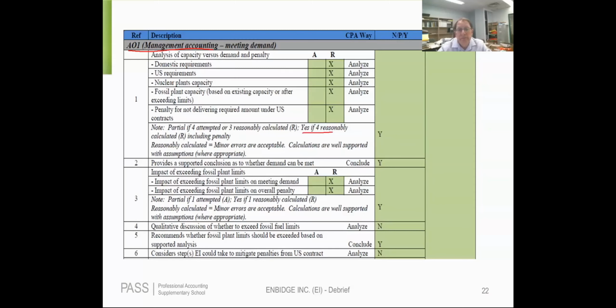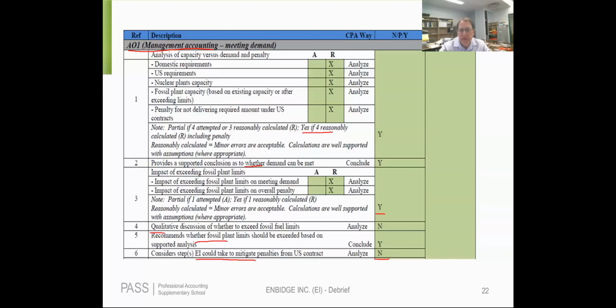What I showed you, yes. Did it have a conclusion? Absolutely. And then the impact of exceeding the limit. Okay, fine, we did that also. Yes. I didn't really have a qualitative discussion. That's a no. Yes, I had a recommendation. I didn't really have any steps to mitigate the penalties. That's a no also.